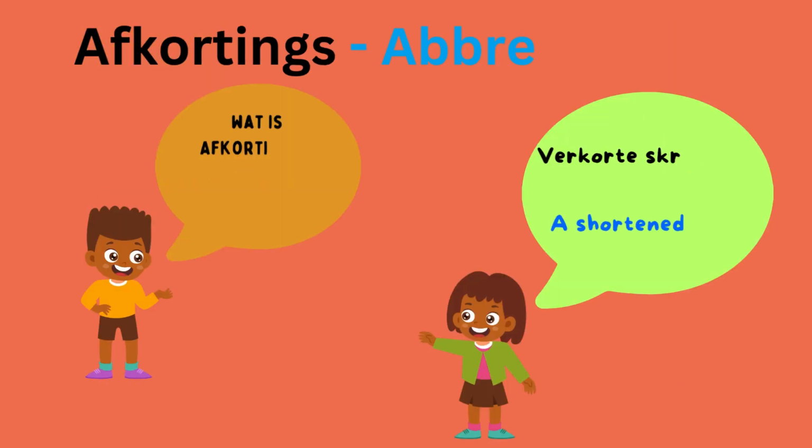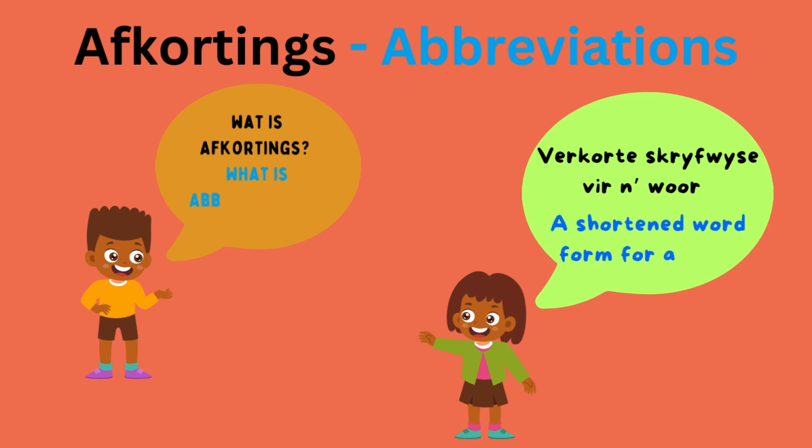What are abbreviations? Abbreviations is a shortened word form for a word. Now, how do we say that in Afrikaans? Wat is afkortings? Afkortings is verkorte skryfwyse vir 'n woord. Now, let's quickly have a look at some examples so that you can understand what I mean.